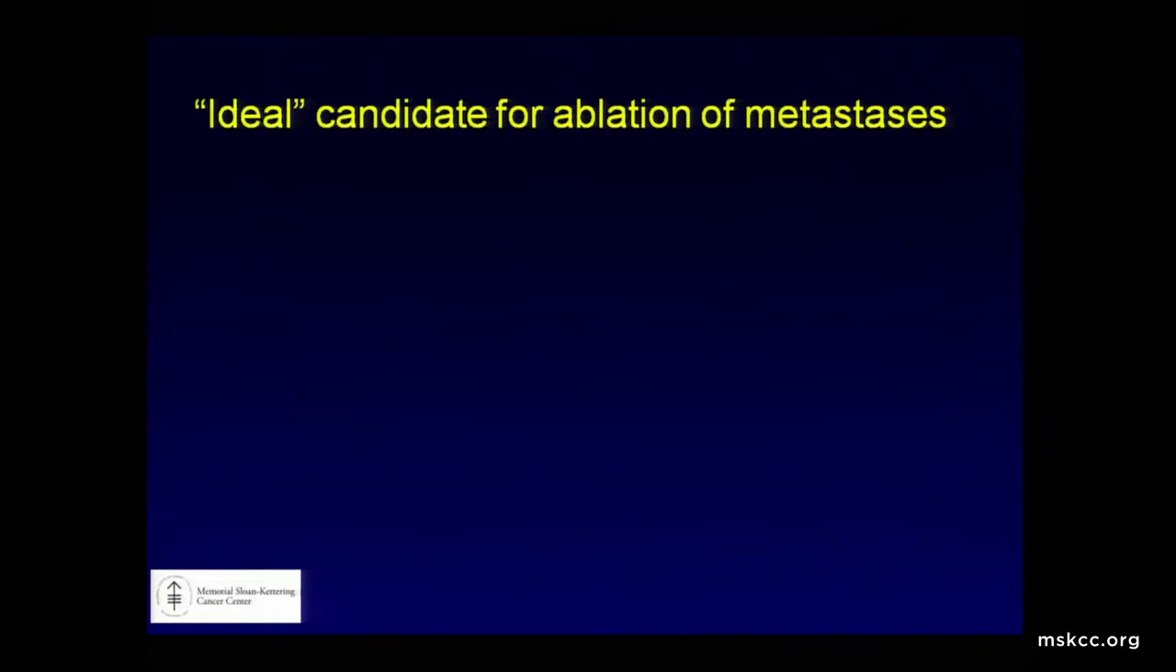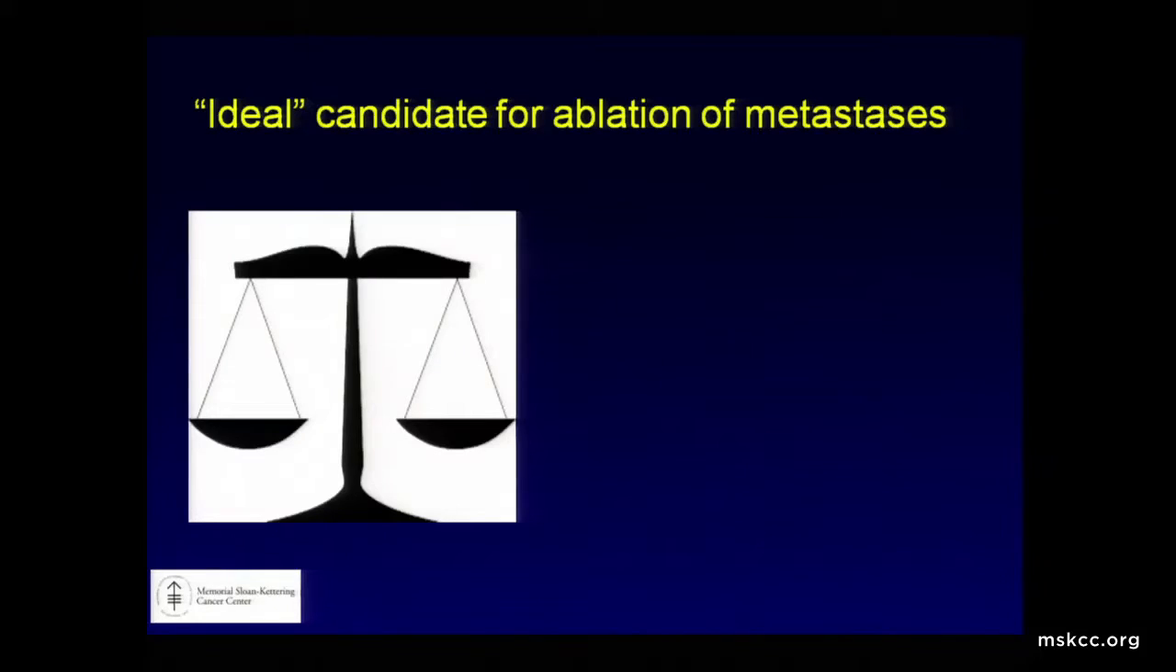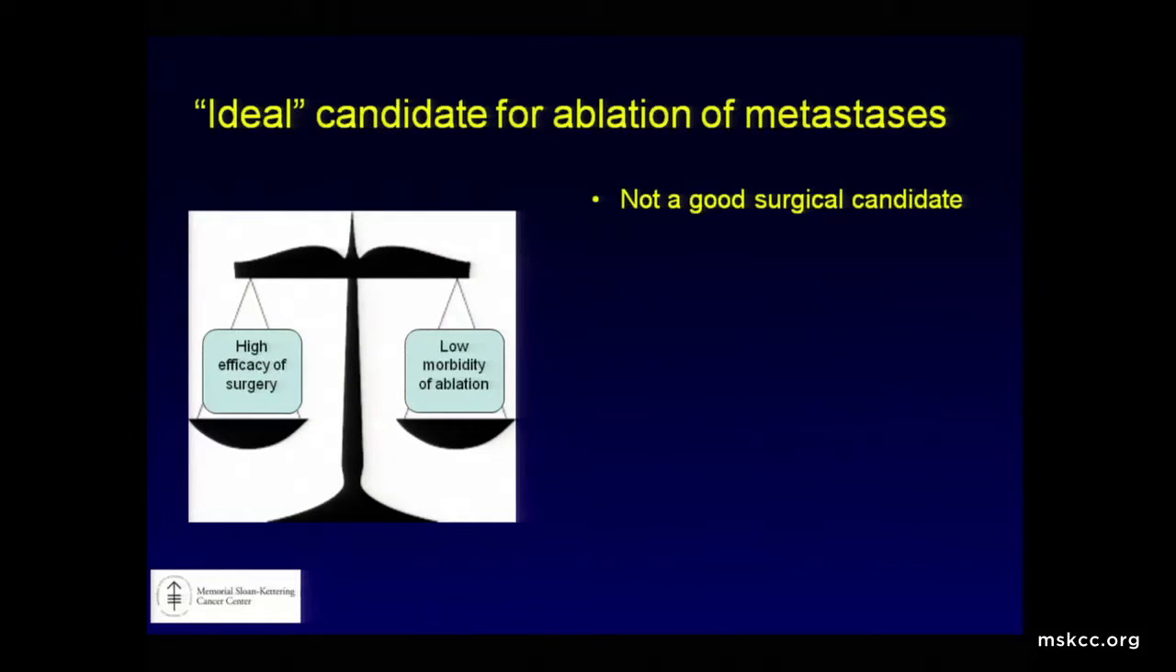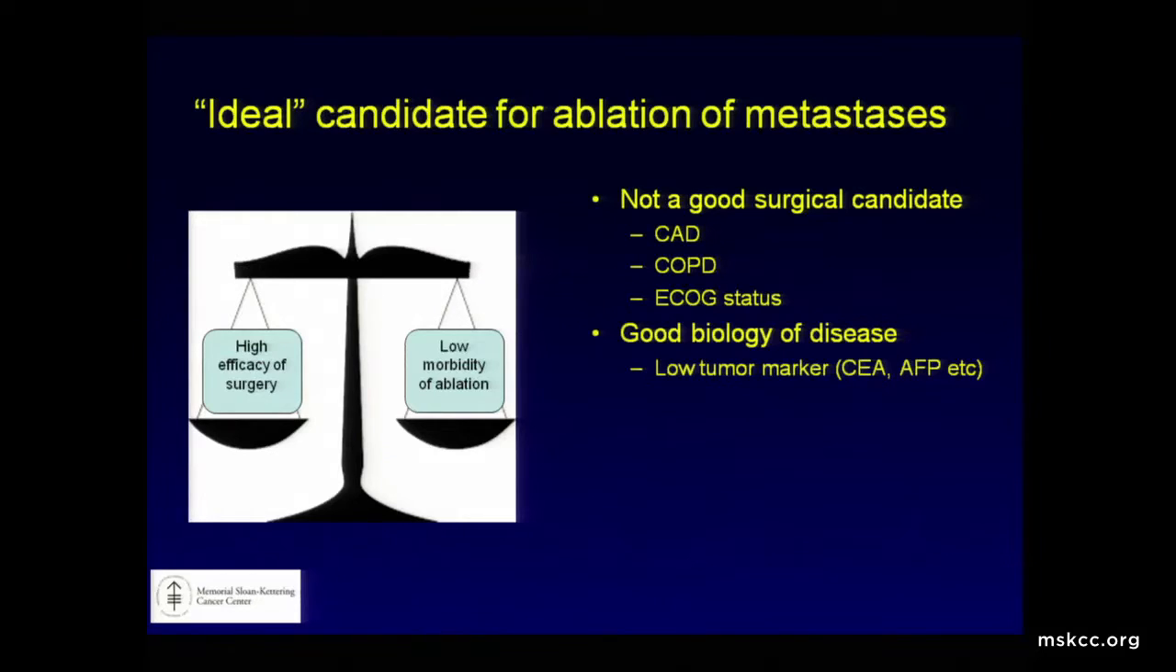Who are the ideal candidates for thermal ablation of metastasis? Well, it really has to do with balancing the high efficacy of surgery, which we absolutely know, against the low morbidity of ablation, and finding the right patients where this is a good combination. So certainly patients who are not a good surgical candidate, either due to coronary artery disease, COPD, or poor ECOG status. And patients who have good biology of disease, as described by the factors that we already know about.